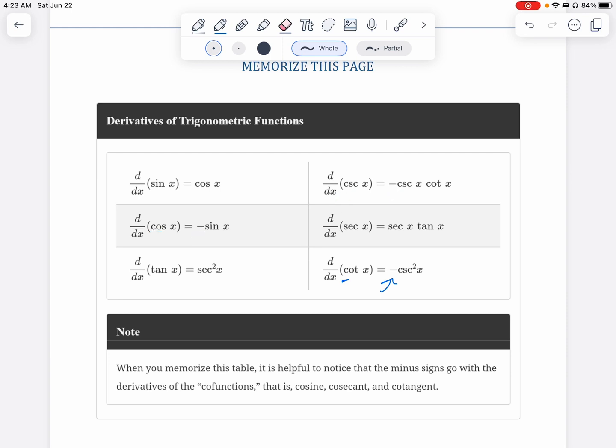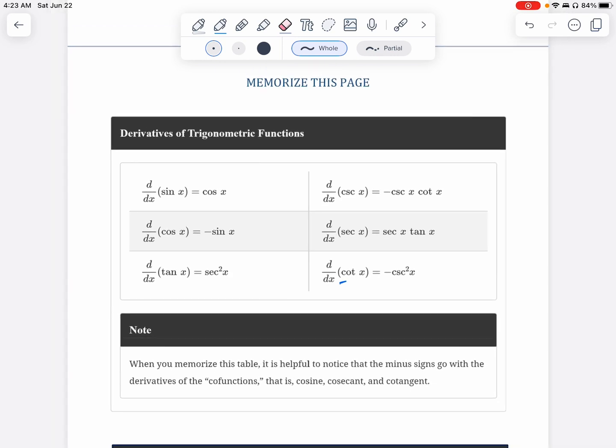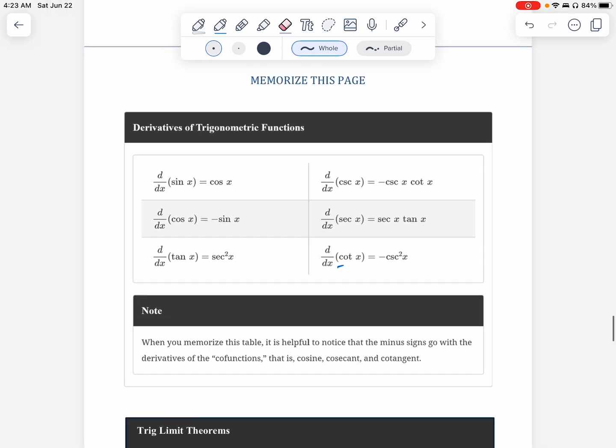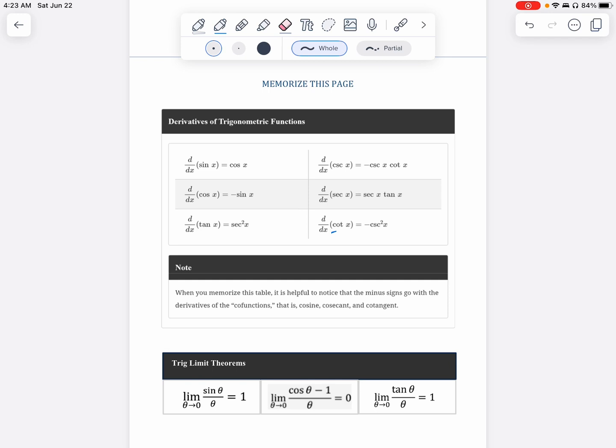But you'll basically just need to memorize these 6 trig derivatives along with the 3 trig limits that we talked about earlier.